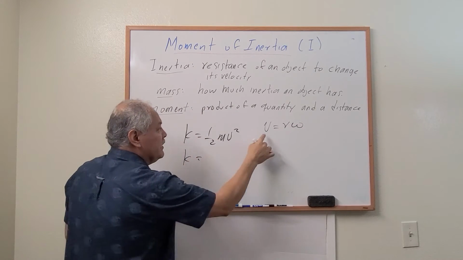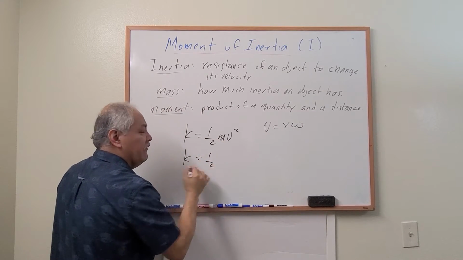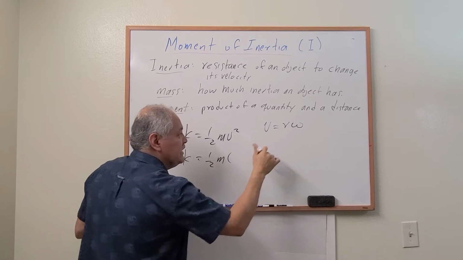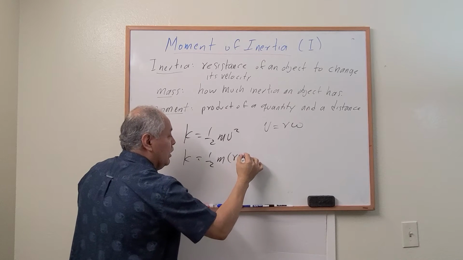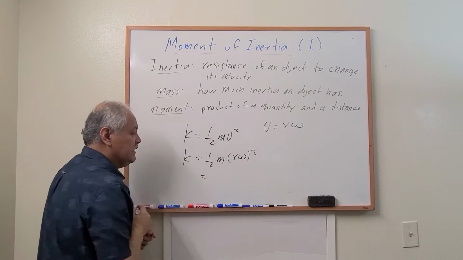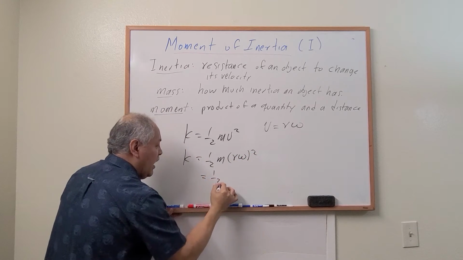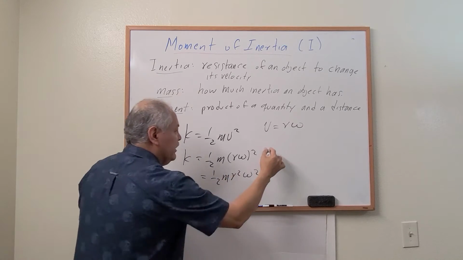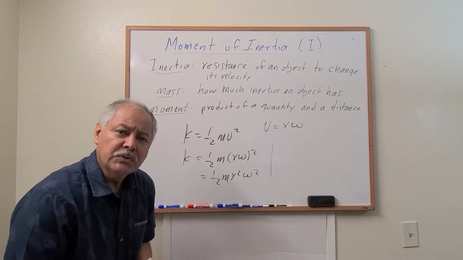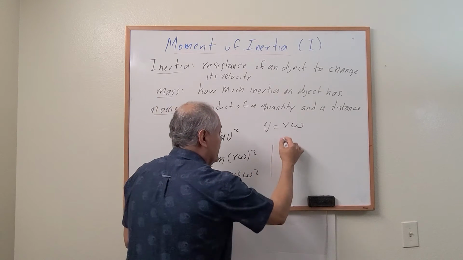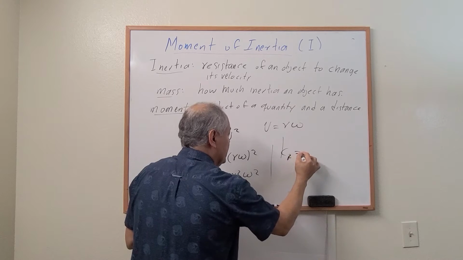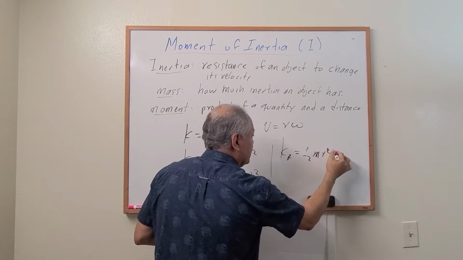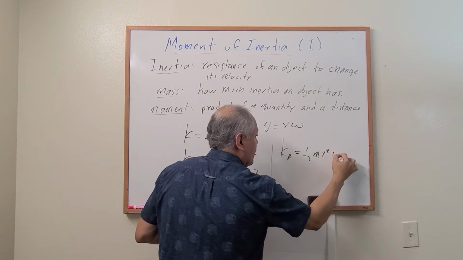Now let's involve this quantity right here. And what do we have? We have 1/2 m times v squared, but v now is this amount, r omega, squared. Now what do we have? It's equal to 1/2 m r squared omega squared. We call this the rotational kinetic energy. Rotational kinetic energy is defined then as 1/2 m r squared times omega squared.